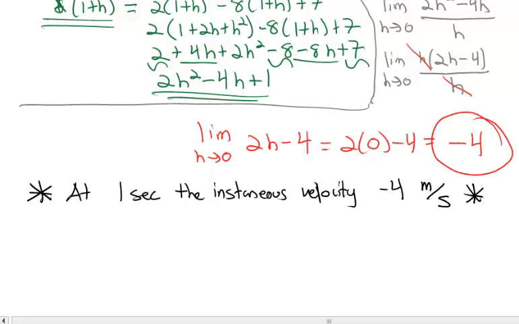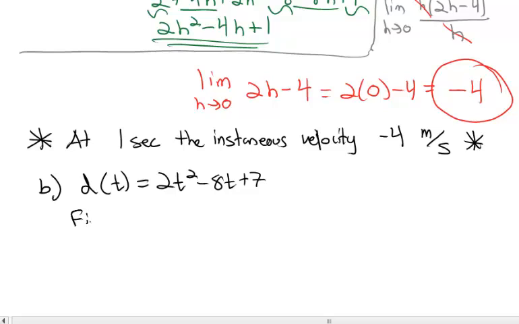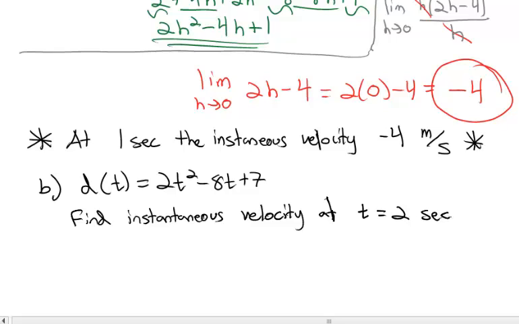I want to do 2 more examples, and then we'll come back and talk about what that negative means in terms of the velocity. So let's try another example with the same problem. I'm just going to rewrite it. D of t is equal to 2t squared minus 8t plus 7. And we're going to find the instantaneous velocity at time equals 2 seconds.